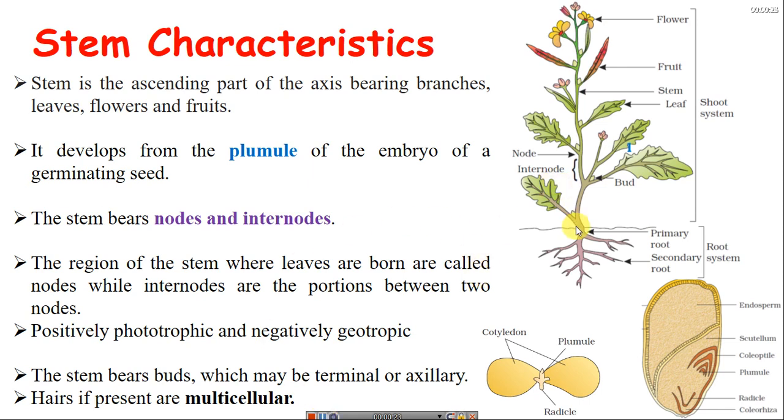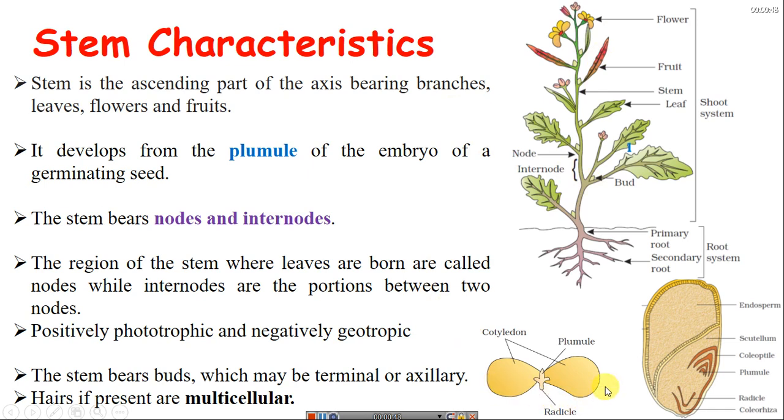So this is the ascending part of the plant that is called stem. It bears branches, and leaves and flowers and fruits. And another important thing about stem is that it develops from the plumule of the embryo of a germinating seed.